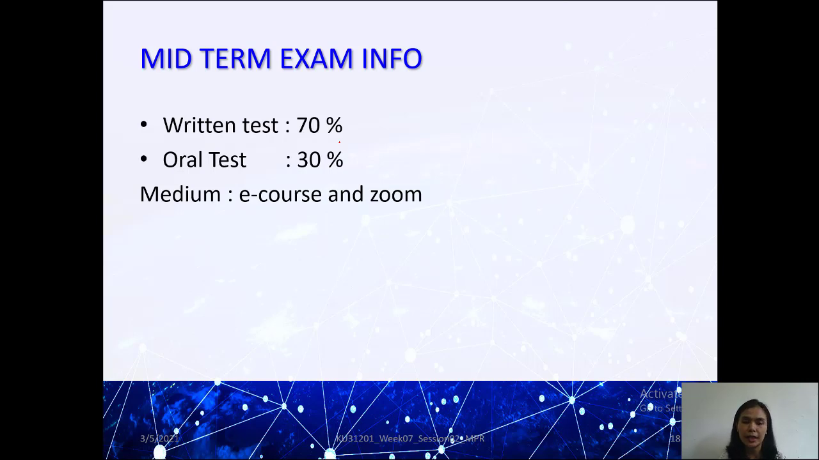The duration for the test is only 2 hours, so make sure you have a good internet connection and your device is ready for the test. And make sure you are also ready, because Zoom and eCourse are going to be used as the medium of the test. And if possible, I'm going to have the eCourse with SEB, Secure Exam Browser, to avoid any kind of cheating and stuff like that.